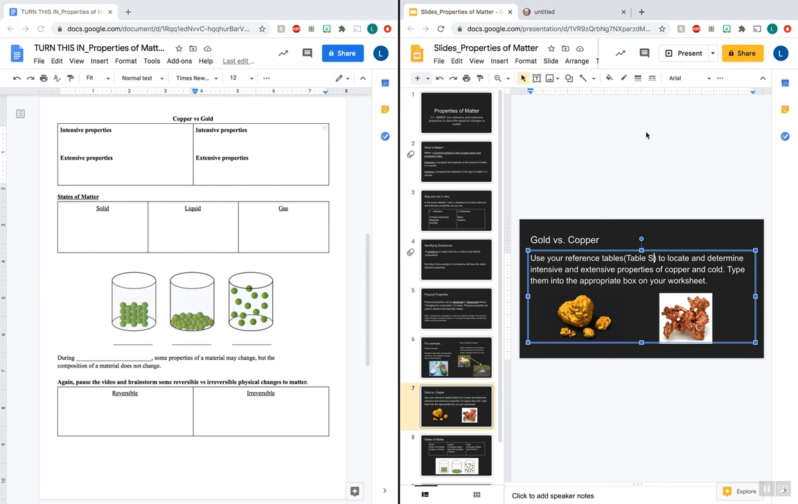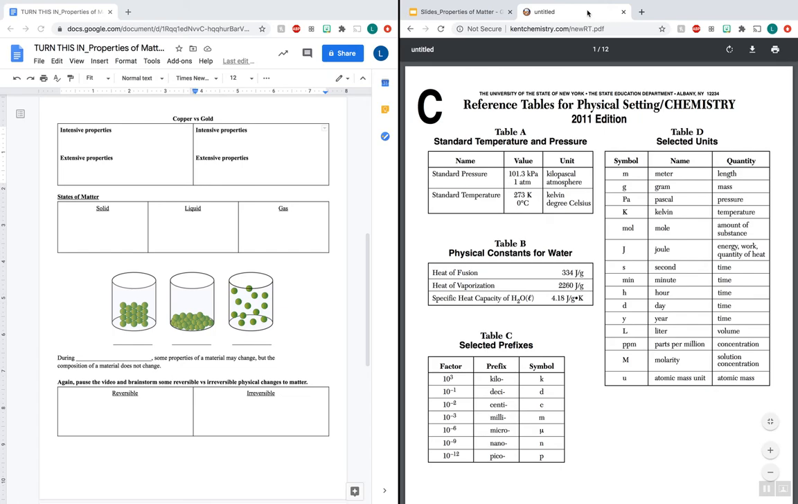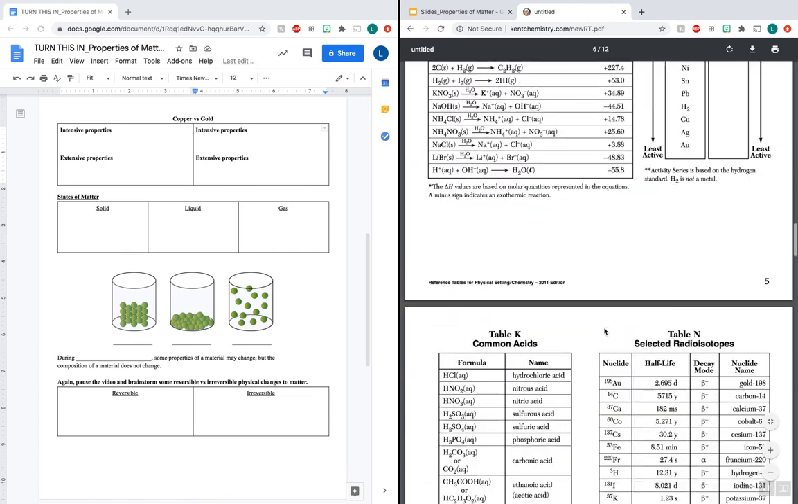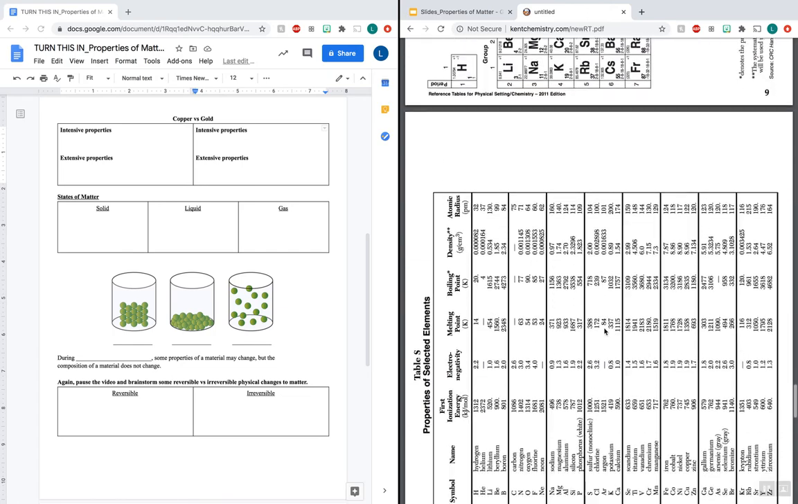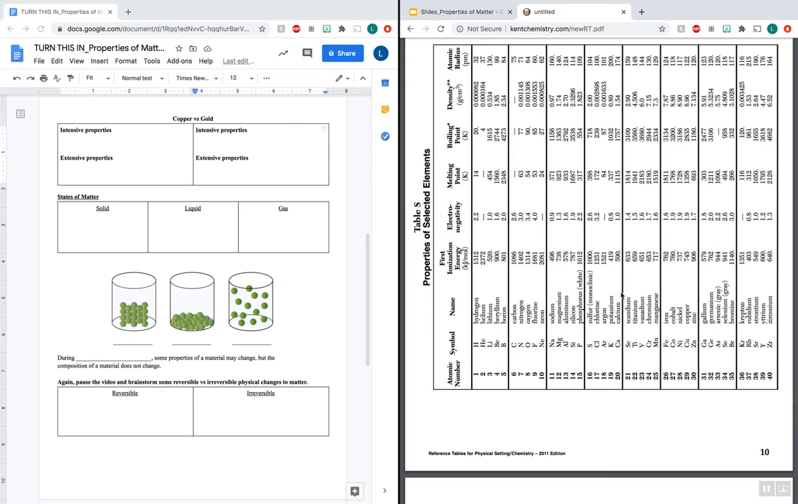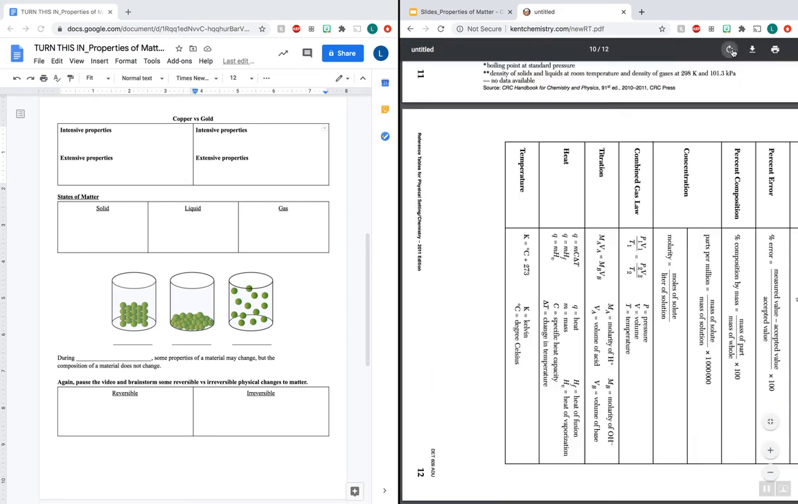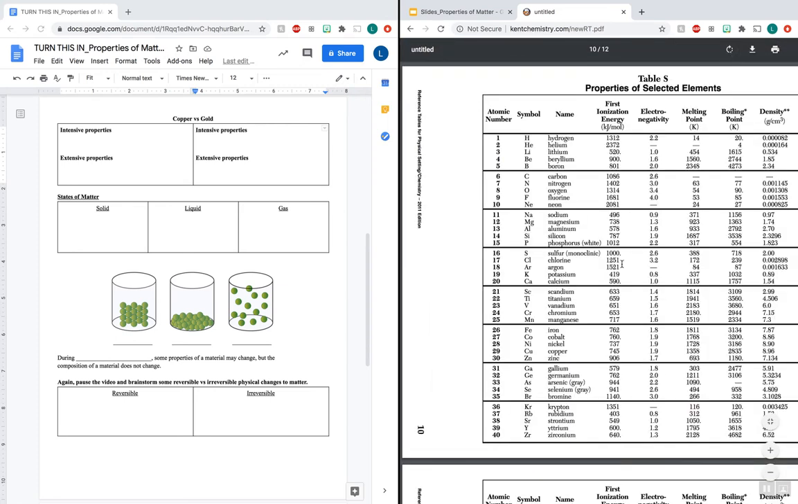Okay, so I'm assuming that you hit pause, and now you're back. If we go to the reference tables and scroll all the way down to Table S, it's sideways. Let me see if I can rotate this. Here we go. Let's find copper and let's find gold. So copper is element number 29. I'm going to highlight the row here.